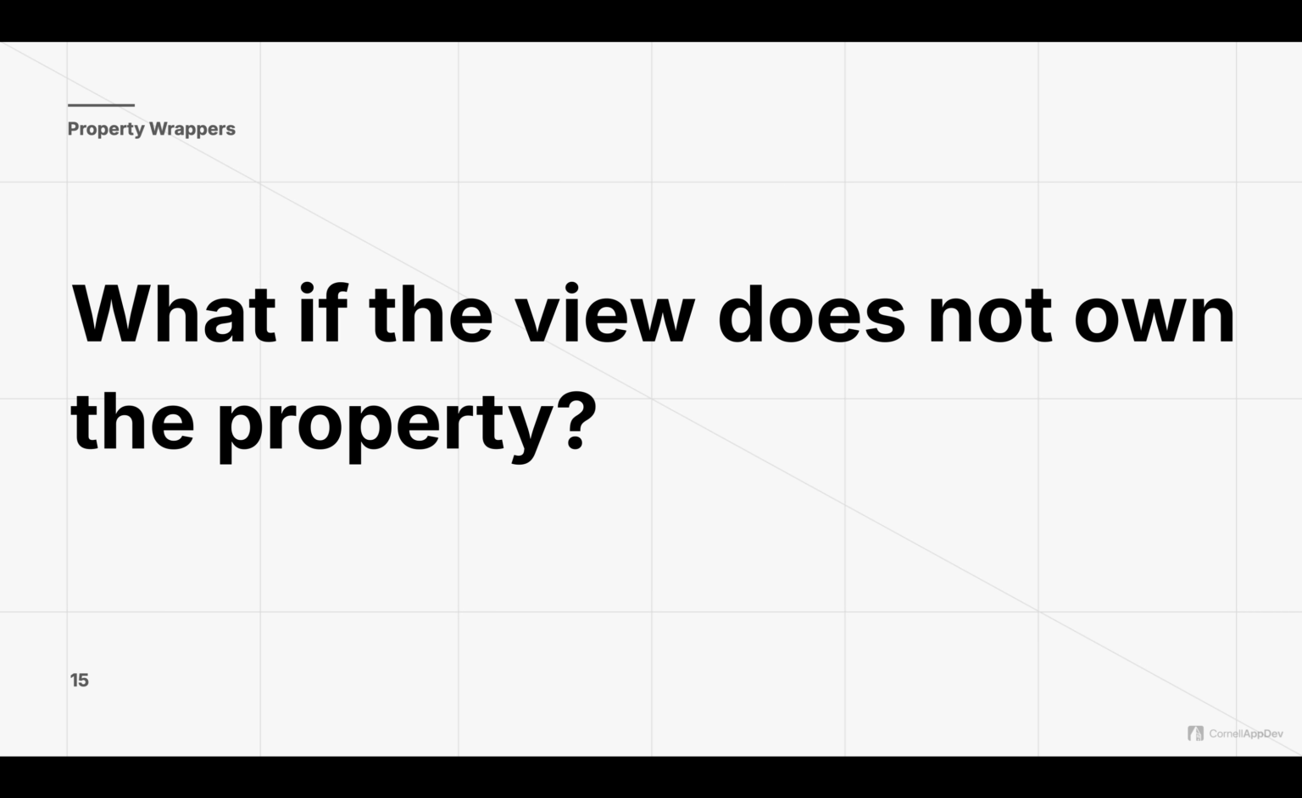So what if the view does not own the property? By owning we mean this view owns this property count because it's inside, and then we use @State.